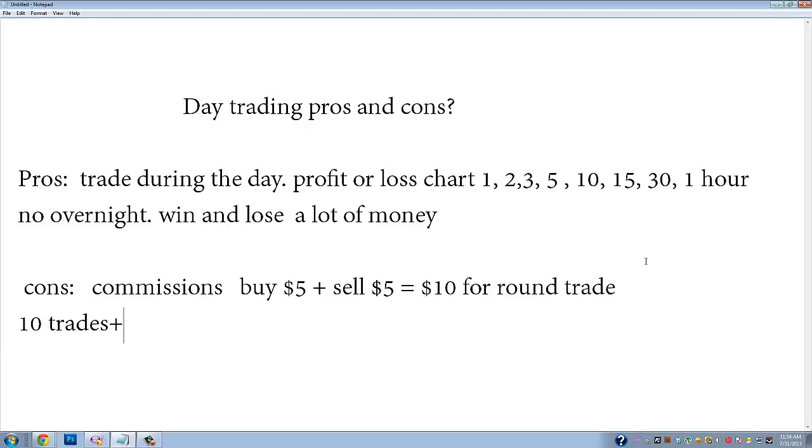Okay, 10 trades, you lose like $100. This loss is just from commissions. It is not from your trades, and depending on your capital, most of the day traders have a big account.